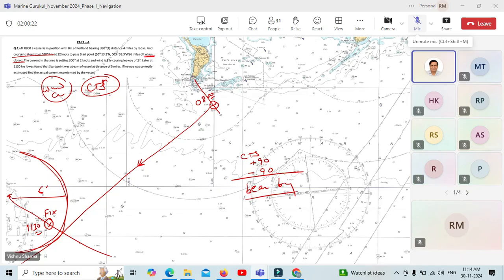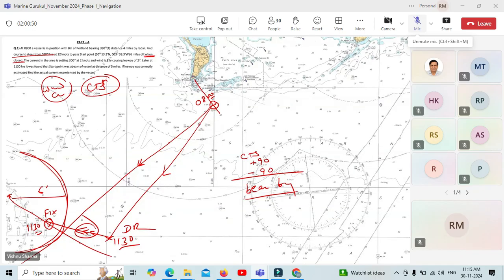And from 8 o'clock, drawing the CTS and the engine distance, you can get 11:30 DR. Yes or no? Yes, sir. And then DR to fix is the actual current, which is asking you, right, guys? Last part of the question is saying, if the leeway was correctly estimated, find the actual current experienced by the vessel. Am I right, guys? So this has to be the effective course here. This will be the effective course to get this position.